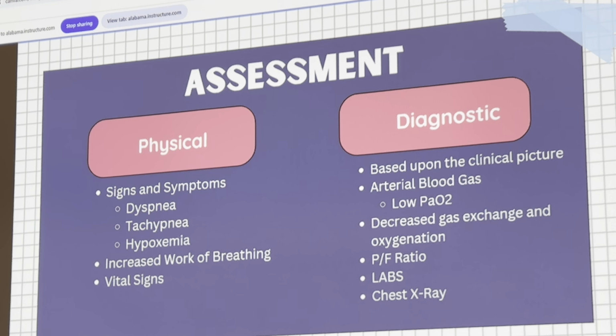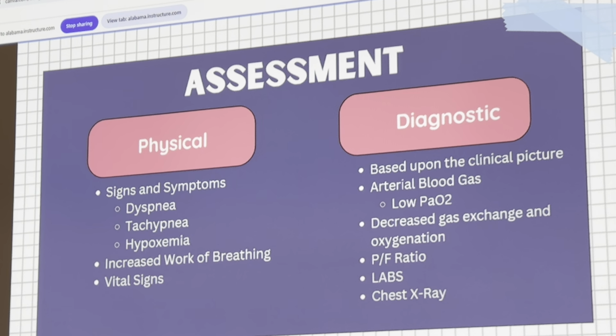With that, if I have a PF ratio between 200 millimeters of mercury to 300, that's what's considered mild ARDS, mild acute respiratory distress syndrome. Anywhere from about 100 to 200 is going to be your moderate. And then anything less than 100 is going to be severe ARDS.